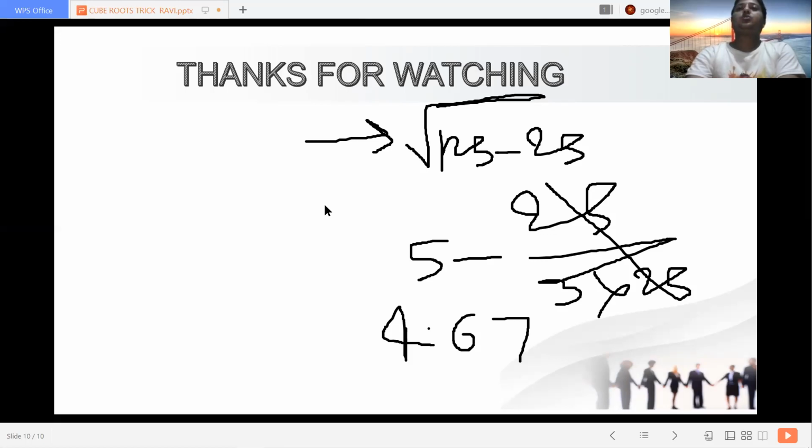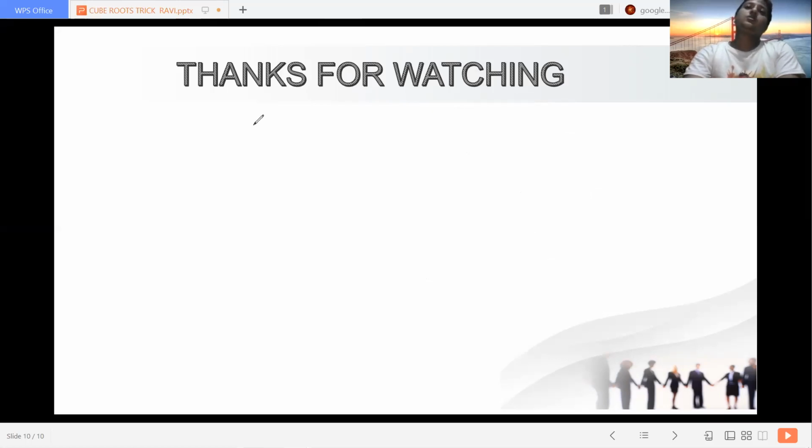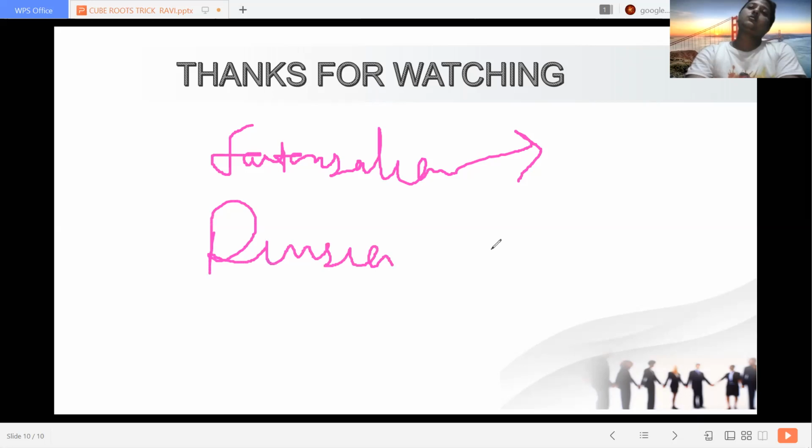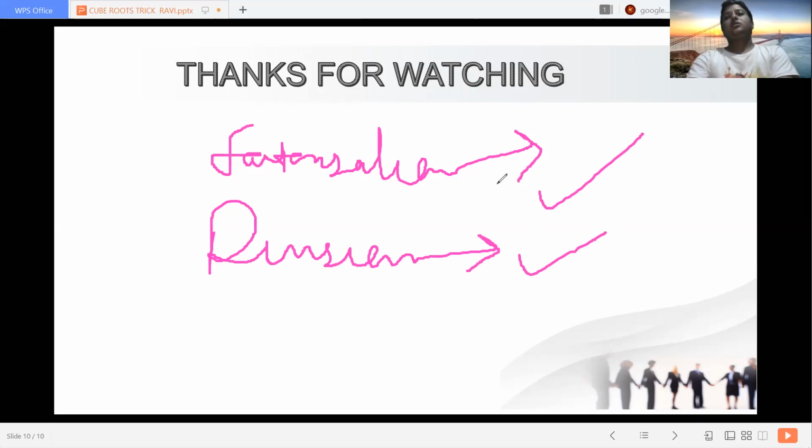We have seen mainly two tricks. One is, instead of factorization, we can use the unit digit method. The second one is the long division method. Without doing the long division method, we can use a trick. So there are mainly two tricks, and we can easily calculate the cube root.